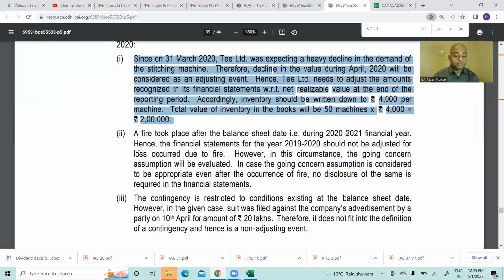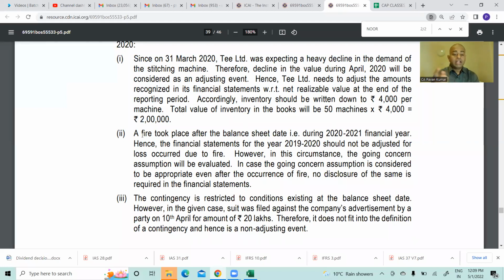Very good. So, about fire accident. Read the second point, ma, Vrinda. A fire took place after the balance sheet date, that is during 2020-2021 financial year. Hence, the financial statements for the year 2019-20 should not be adjusted for loss occurred due to fire. Full stop. So, fire accident occurred in 2021 financial year, so it will be recorded in 2021 financial year only. Okay, it is not an adjusting event, it is a non-adjusting event.